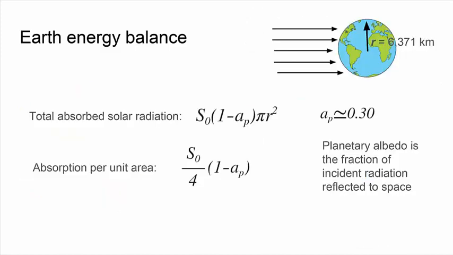So yes, the total absorbed radiation. If you take that solar constant and think about it, the surface that the sun sees is just a circle at any given time. It just sees a circle, and the area of a circle is pi r squared. You multiply the solar constant by pi times the radius of the Earth squared, and that will give you the total absorbed solar radiation.